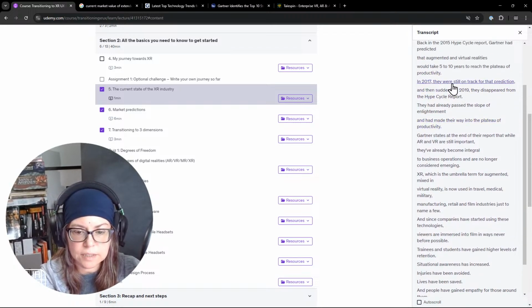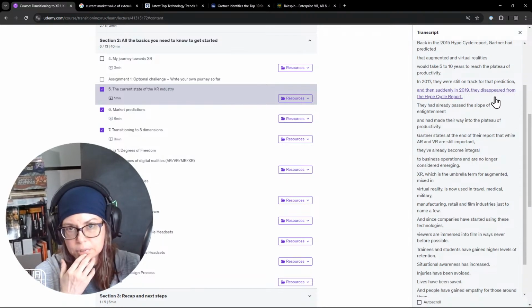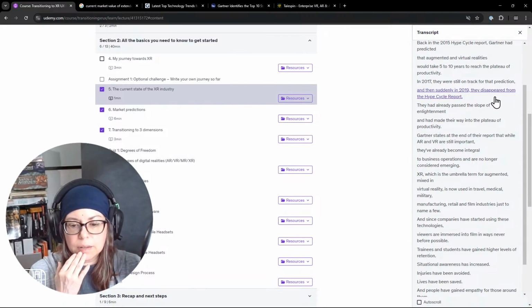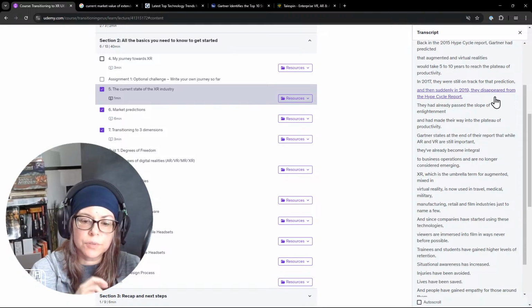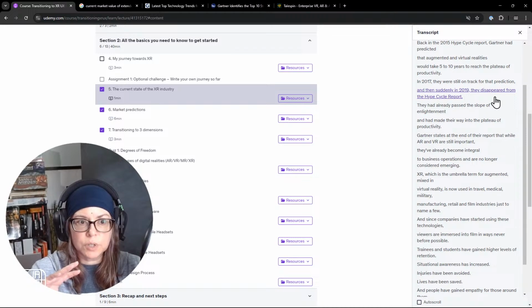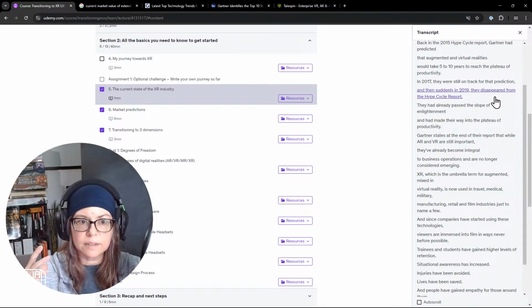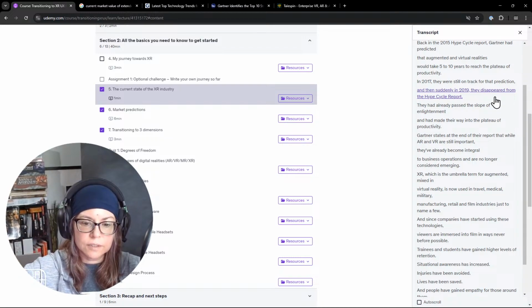So 2017, they were on track. 2019, they did disappear from the Hype Cycle report. And that year, their report said that they had removed them because they were already on the plateau of productivity, so they didn't have them in the hype cycle anymore. But as we're observing, at least it's much more obvious with current technology than it was in the past, that technology can go through that hype cycle multiple times.